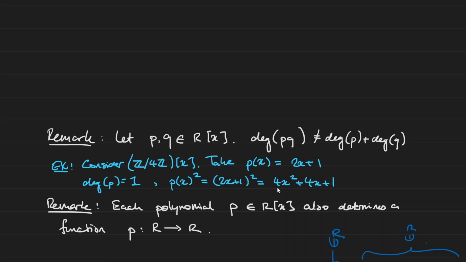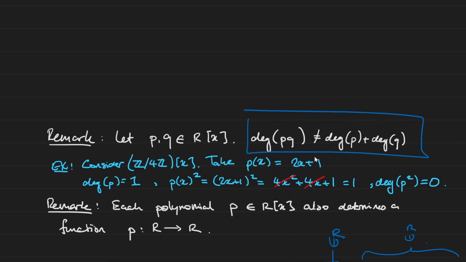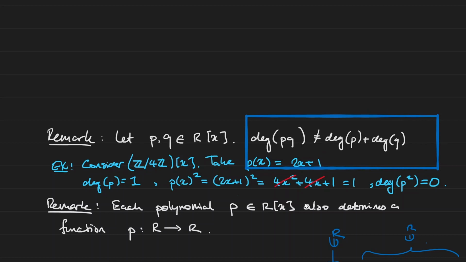But hang on a minute, 4 is equal to 0 inside of this ring. So these terms over here are going to vanish, leaving you with exactly 1. So the degree of p squared is equal to 0. So this degree formula doesn't work for general rings. Actually, it only works over rings that are called integral domains, which means you don't get this behavior where two non-zero elements multiply together and give you 0.